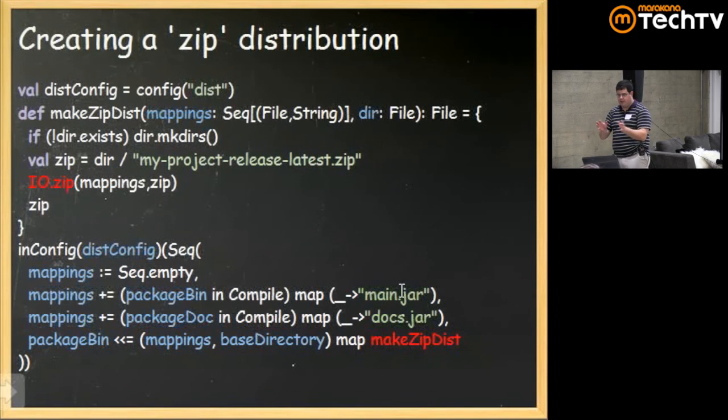So I'm taking the task that generates the file, running the task, getting the resulting file, creating a tuple of that file to the location on disk, right? And then I'm appending that to my mappings. So it's a little bit complicated, but that's essentially what this line is doing, is I'm appending one mapping. I'm appending this jar should be called main.jar. I do the same thing with my docs, right? And I call them docs.jar.